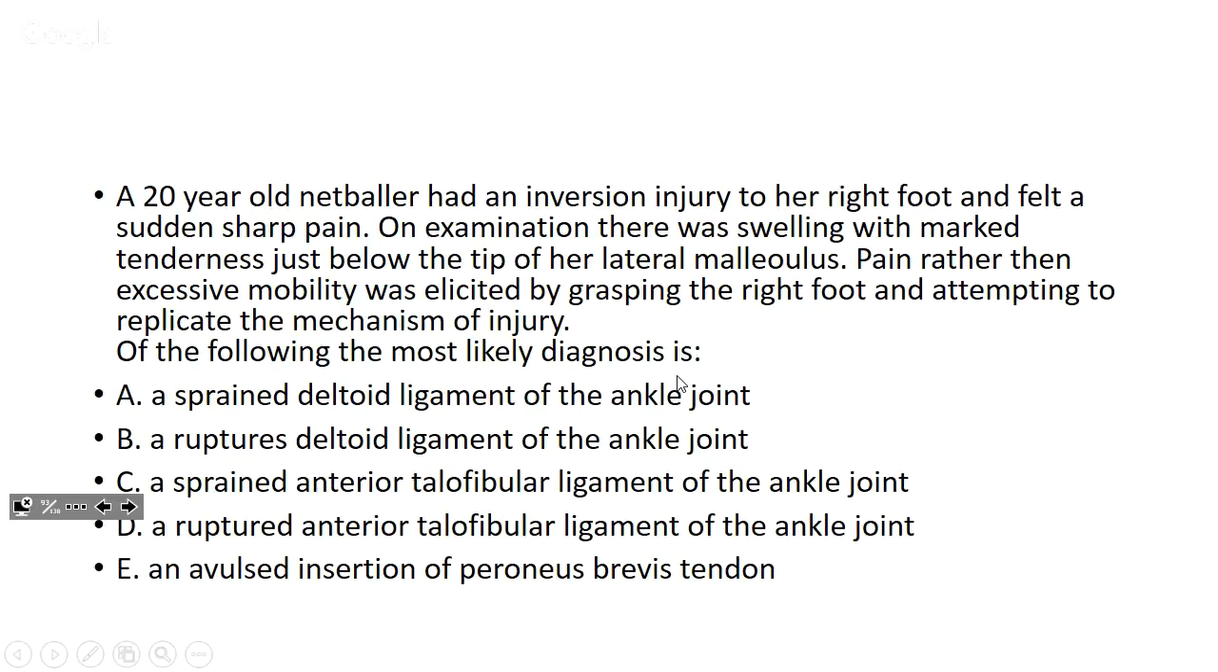So you've got another case of an inversion injury, and there was a sudden sharp pain. There was marked tenderness below the tip of the lateral malleolus, and there was pain rather than excessive mobility. So you know what type of sprain it is. The deltoid, if you remember, is the medial, so this one is the lateral ligament we're talking about.